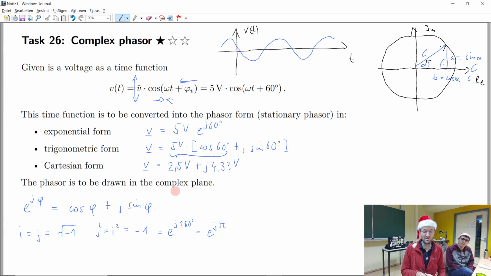And so now I've already almost solved the last task here. This phasor is to be drawn in the complex plane. So I will use the same complex plane as there and just use red. So, no, maybe I will draw a new one because otherwise it will be too confusing.